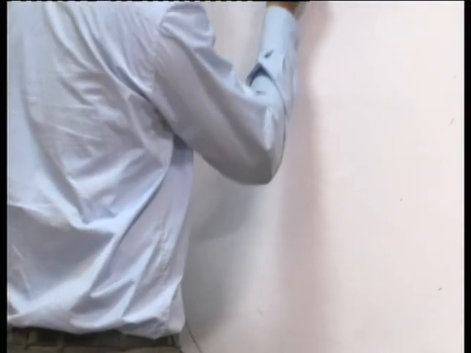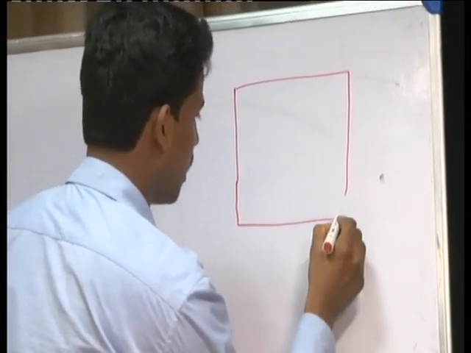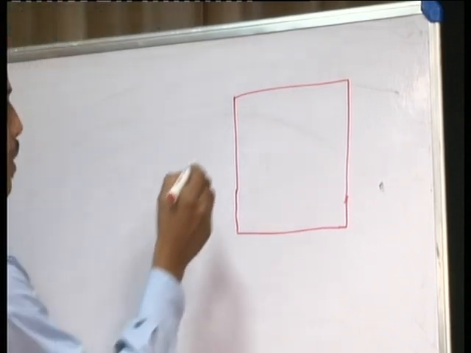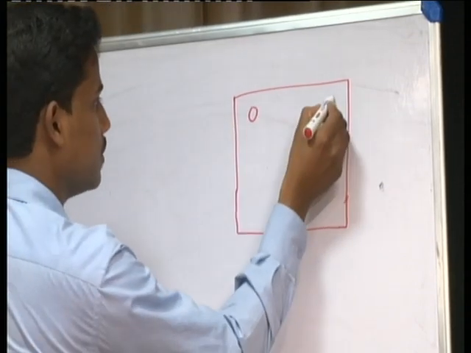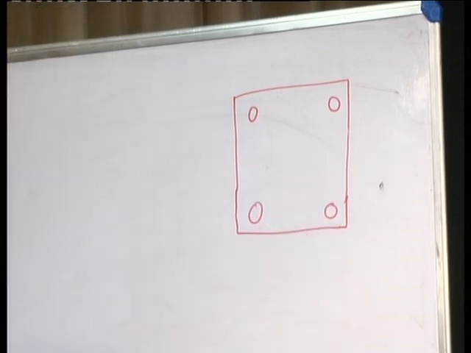First of all, before starting the problem, we write the section. Here we have a concrete column, and steel bars are placed at the corners.